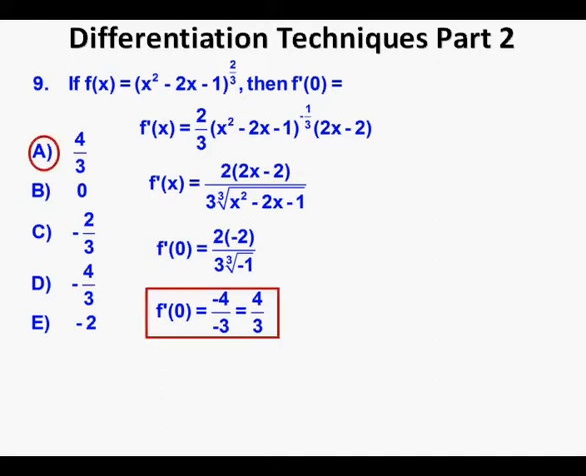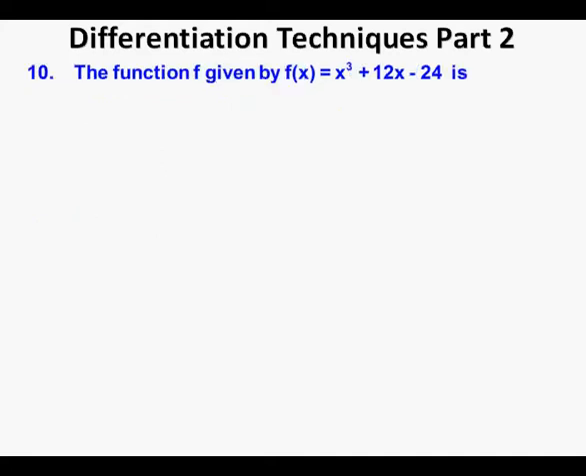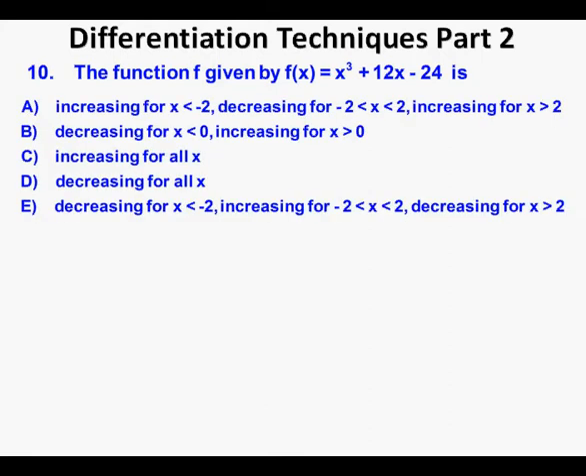We have our answer, which we box in as correct, and circle our correct answer. Problem 10. The function f given by f of x equals x cubed plus 12x minus 24 is, and here are the 5 potential answers A through E.